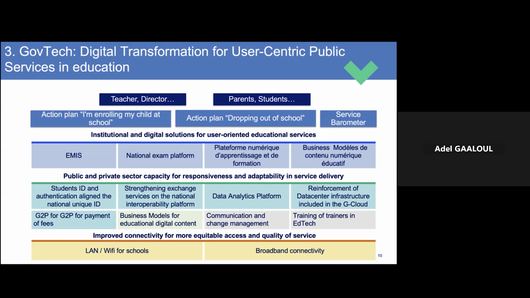The second level is to be sure that we have for all the sector a student ID which is aligned with the national unique ID. We also strengthen the exchange services in the national interoperability platform. For example, today sectors like the social sector or transport sector don't need paper documents from students or from parents to have, for example, allocation to poor people, or maybe a special transport tariff for children or something like that. So we also help in the data platform and also reinforce the data center to be integrated to the government cloud.